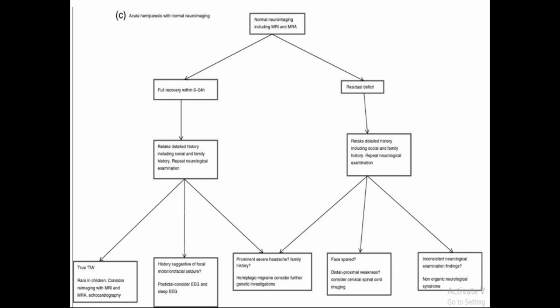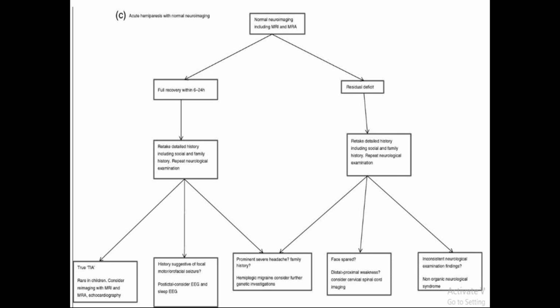Then there is another situation where the MRI and CT are absolutely normal, and the child is having hemiplegia. There you can expect a full recovery in a few hours. Mostly TIAs, that is transient ischemic attacks, can be there because of spasm of the arteries. And then maybe it is a seizure giving rise to paralysis, that is Todd's paralysis, that is post-ictal.